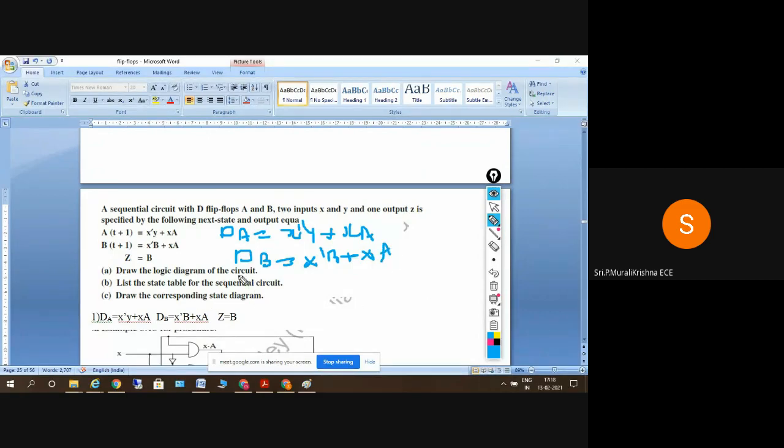Okay. So now what do I have to do? I have to draw the logic diagram here. After the logic diagram, draw the state table here, and we'll draw the state diagram. Okay. Yeah. So first of all, draw the logic diagram.